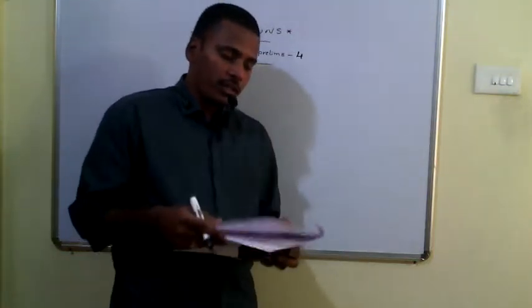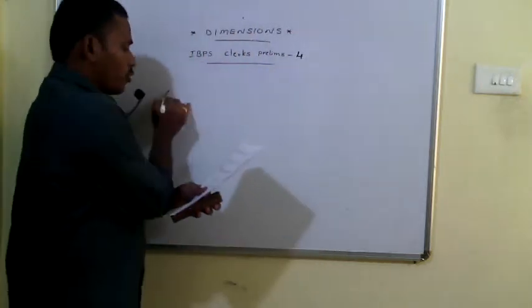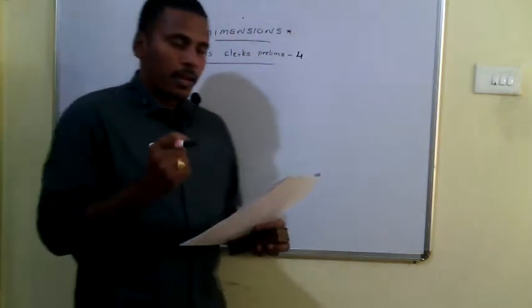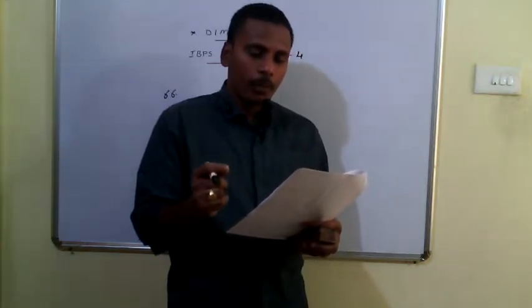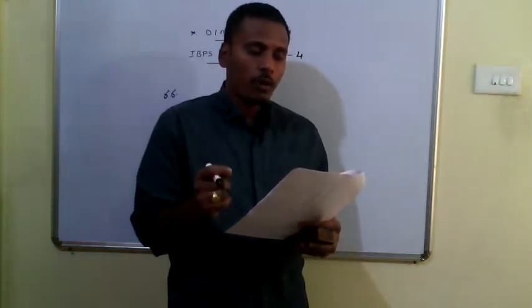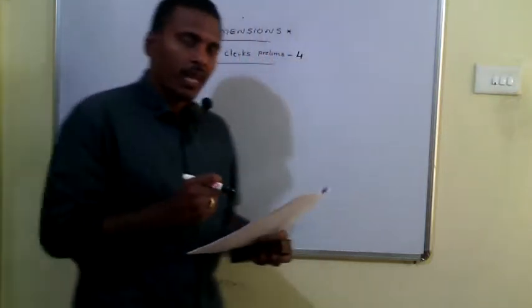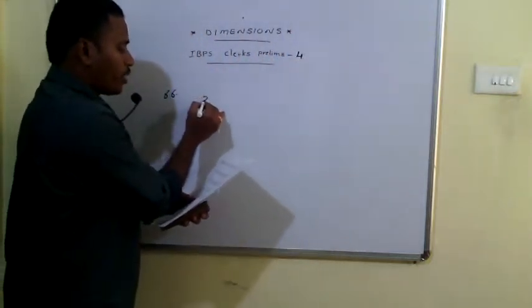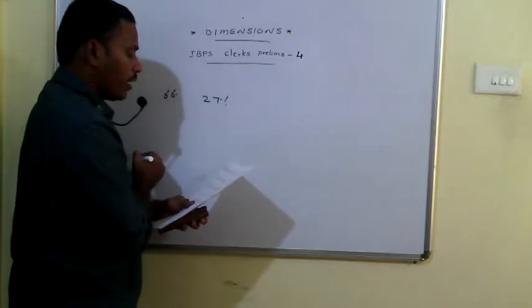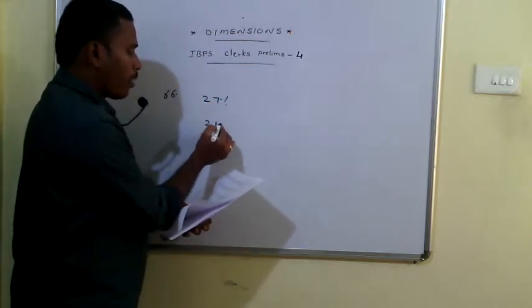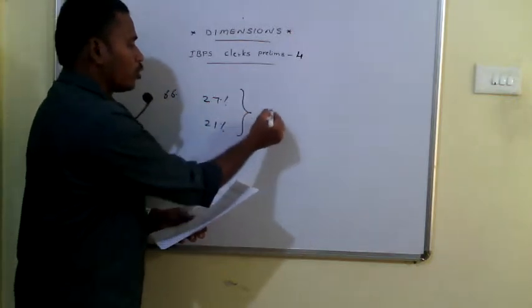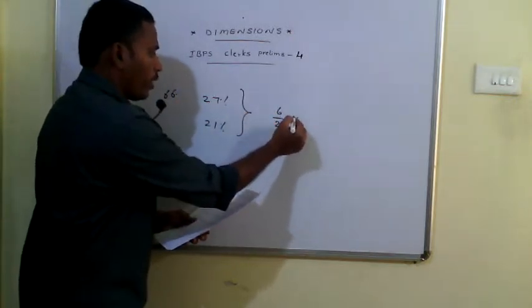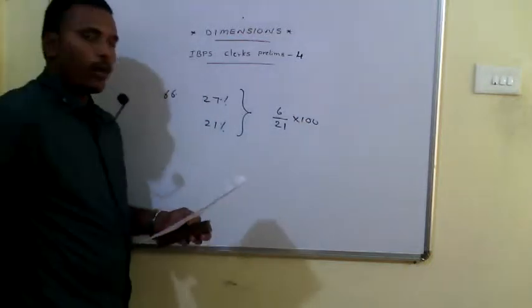Then coming to 66, they asked us to answer that the number of employees in the Department of Academic Affairs is approximately what percent more than the number of employees in the examination department. In academic affairs, the number of employees is 27%. In the examination department, the number of employees is 21%. We need to calculate how much percent more that value is. So the difference is 6 by 21 into 100, which will give us the required answer.